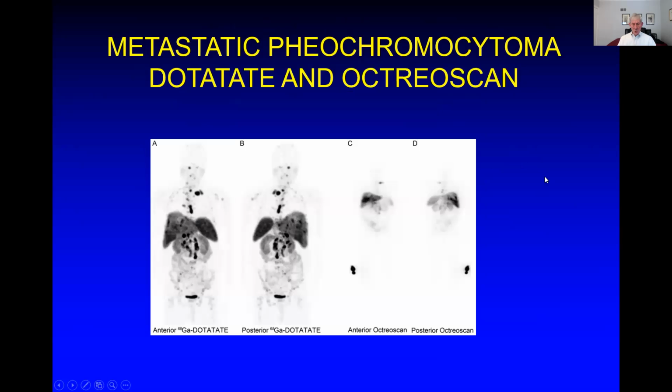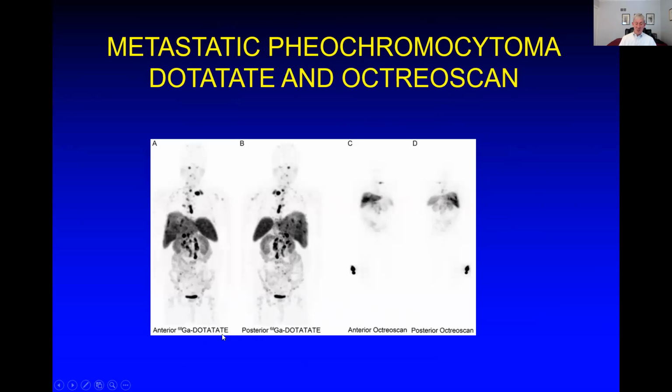Now, this will show you a DOTATATE scan, which is spectacular. If you can get the gallium DOTATATE, it's a very good choice. This is not the same patient we just saw, but a more current patient. This is an Octreoscan patient. And yes, they would have called it positive. There's something going on here and something going on here.